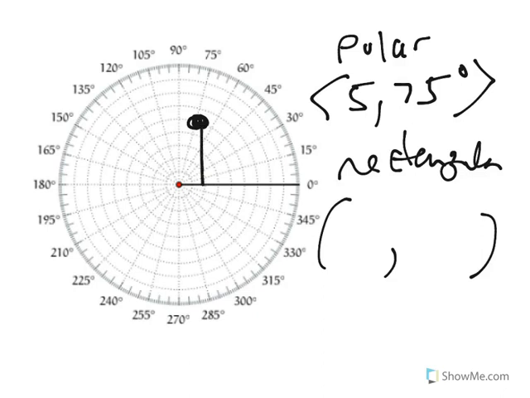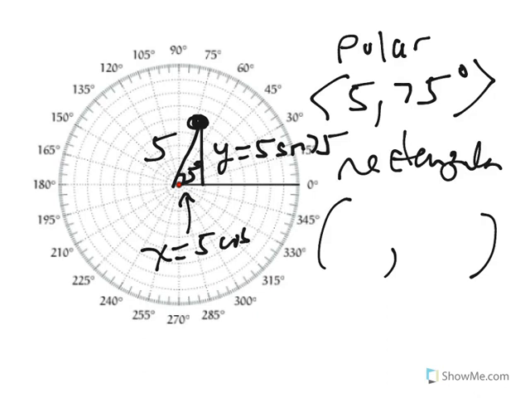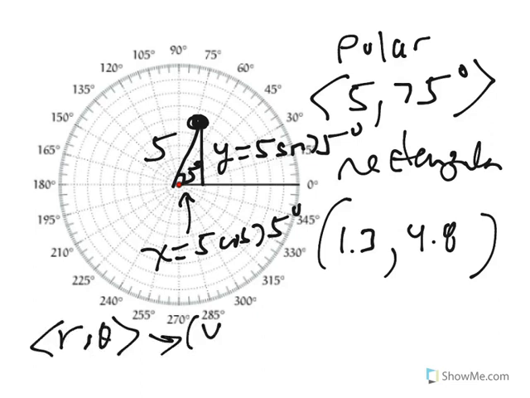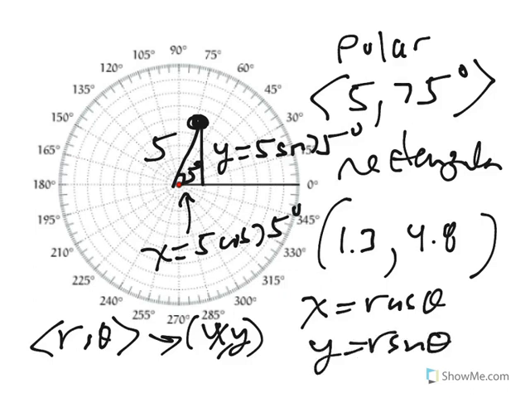Well, converting from polar to rectangular is pretty easy because we imagine this triangle, and the y value is going to be 5 sine 75, and the x value is going to be 5 cosine 75, which is about 1.3, comma 4.8. So to go from polar to rectangular, r theta to xy, we can say that x is equal to r cosine theta and y is equal to r sine theta. That's going to be the conversion.